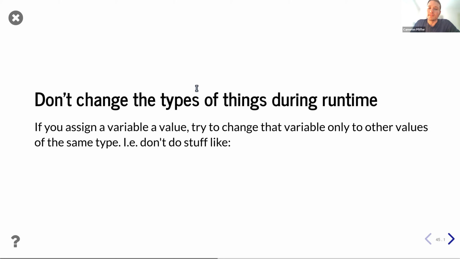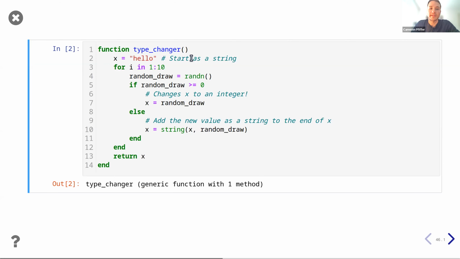The next tip here is don't change the types of things during runtime. So if you assign a variable a value, try to change that variable only to other values of the same type. So for example, I don't do stuff like this. I'm creating a variable called x at the top of this function, and then I'm going to go through a bunch of values in i. I'm just going to draw a random number 10 times. If the random draw is greater than 0, which happens 50% of the time, I'm going to assign it to whatever the random draw is. Oops, sorry, this should be Float64.